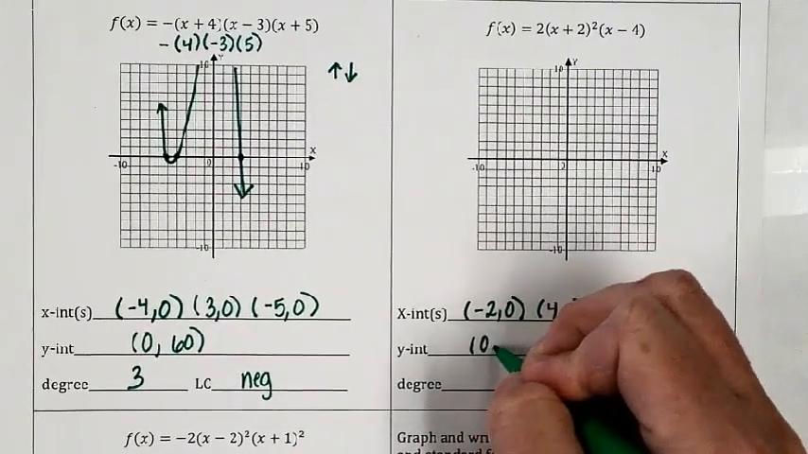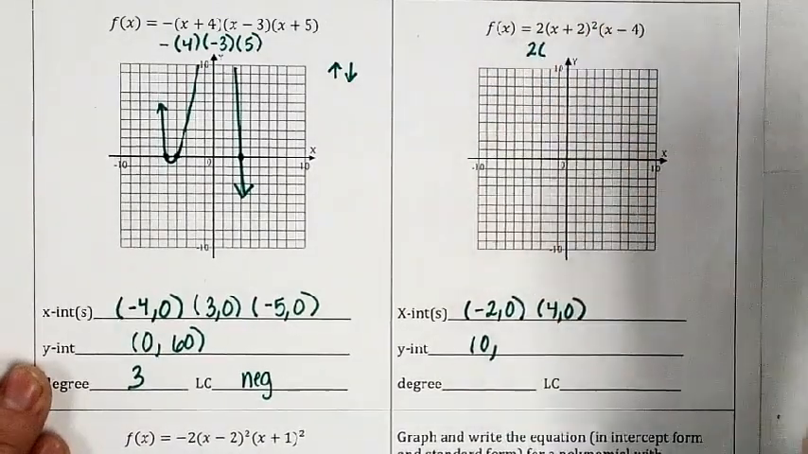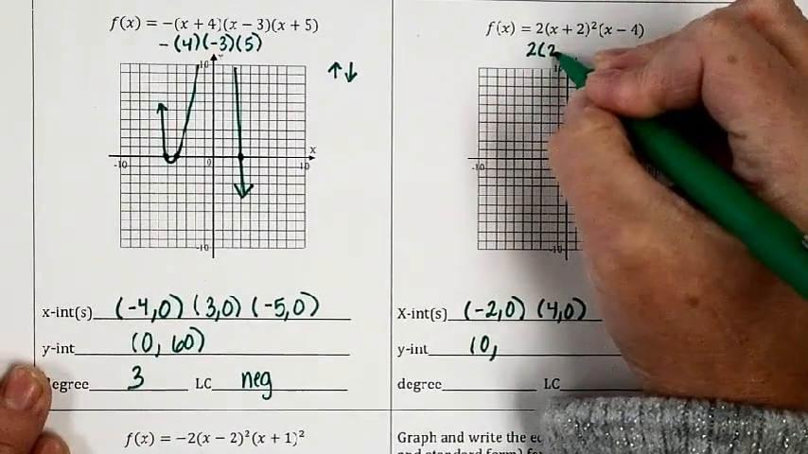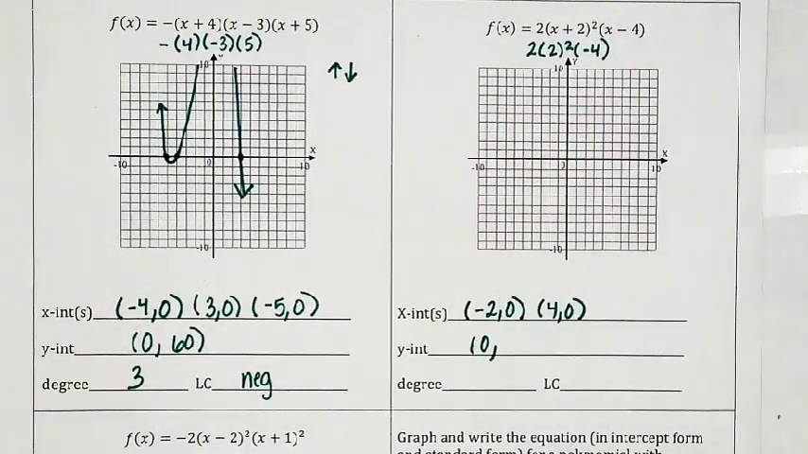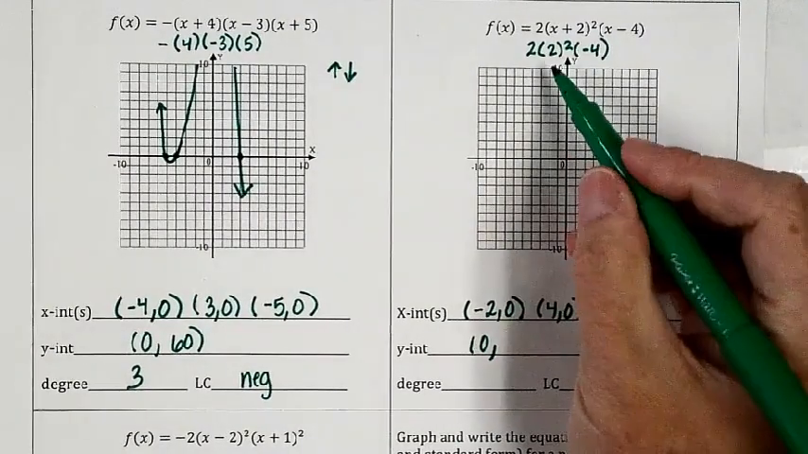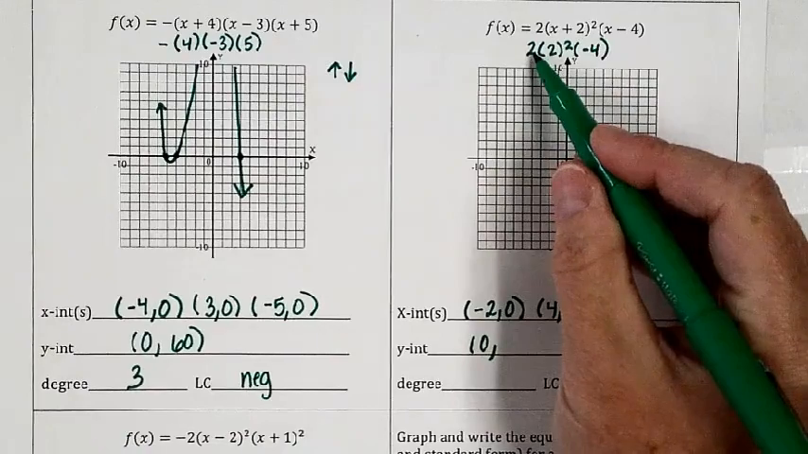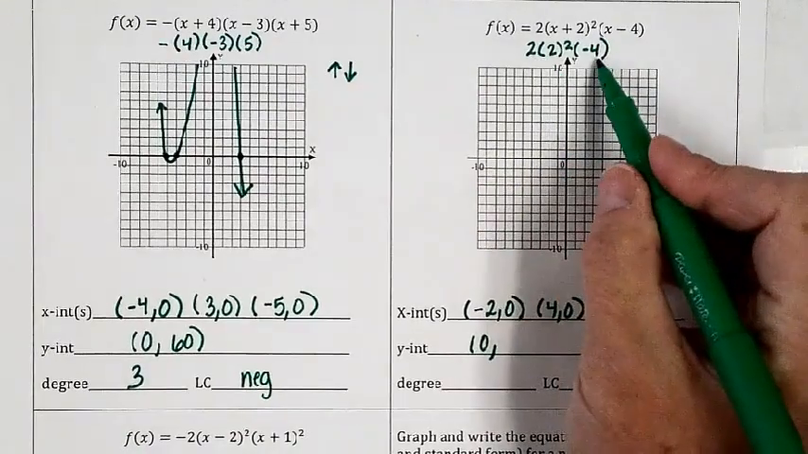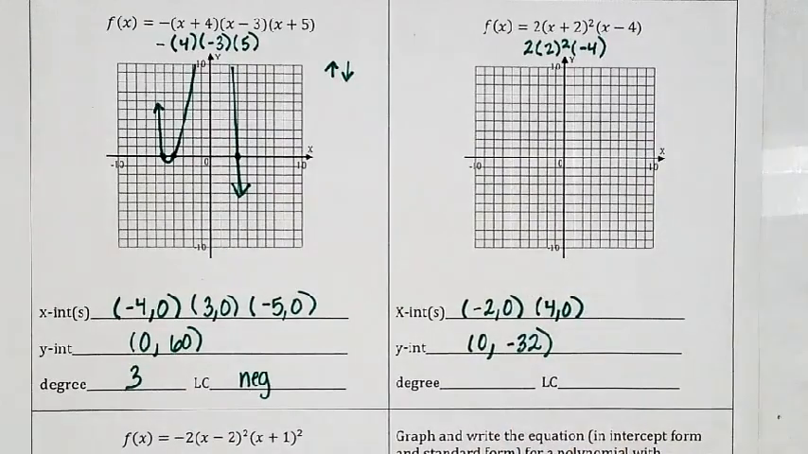Y-intercept, x is 0, so we're going to put in 0 for x. So we've got 2 times 0 plus 2 is 2, so 2 squared, 0 minus 4 is negative 4. Remember, you have to follow order of operations, doing the exponents first. So 2 squared is 4, 4 times 2 is 8, 8 times negative 4 is a negative 32. Again, off the graph.